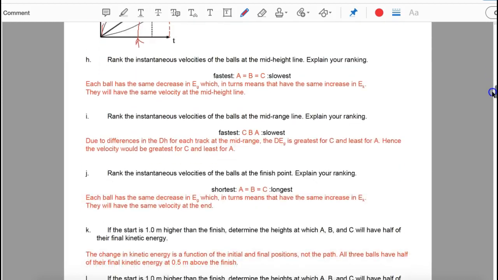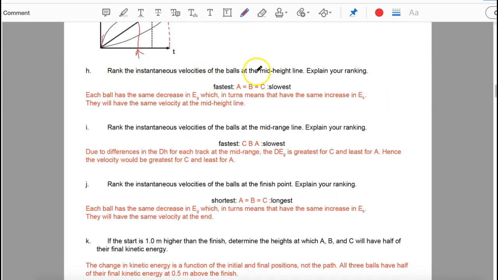So let's go back down and make sure we see that. If we look at the velocities of the ball at the mid-height range, remember, left to right, we have the same height for each one. Here is C, here's B, and then there's A. Because they all have the same height, they all have the same kinetic energy. At the mid-range line, which is this line, C has the biggest velocity, B is the middle, and A is the slowest. The last thing they want us to do is rank the instantaneous velocities of the ball at the finish point, and then explain our reasoning.